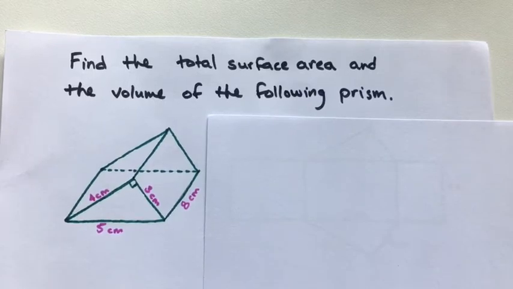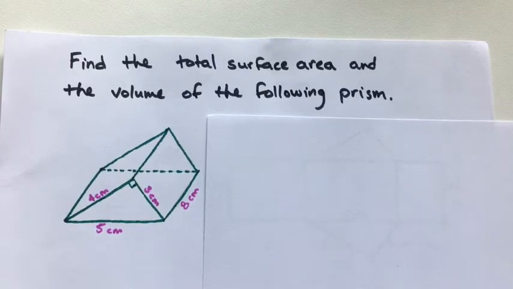Alright, in this example we're being asked to find the total surface area and the volume of the following prism. So just by looking at our example, you can see that we have a right triangular shaped prism. We know it's a right triangular prism because our bases are right triangles. Of the two things we're finding, surface area and volume, the surface area is a little more difficult, so let's go ahead and do that one first.